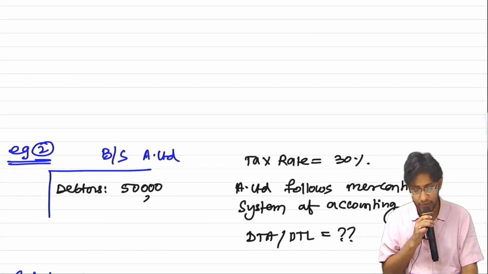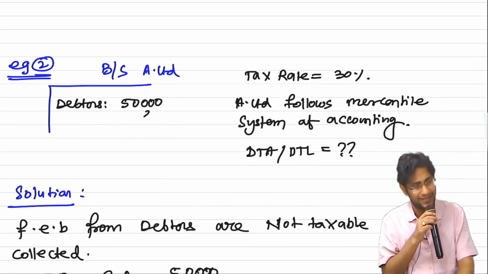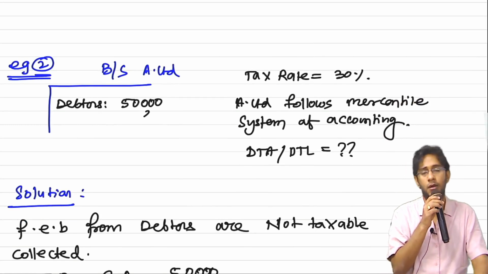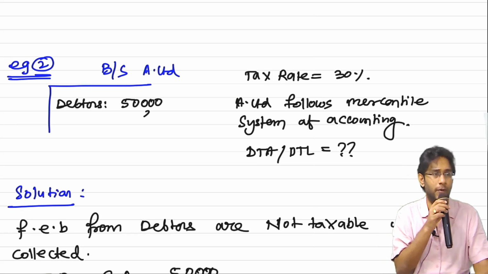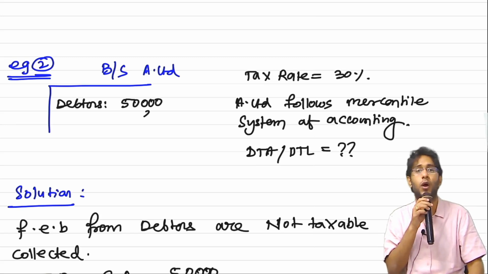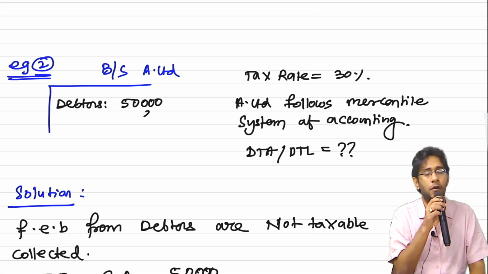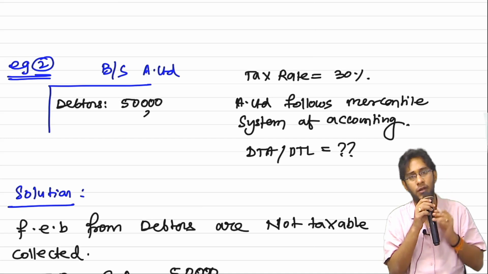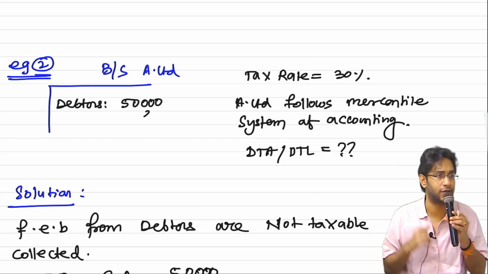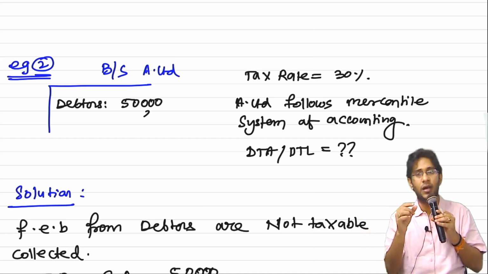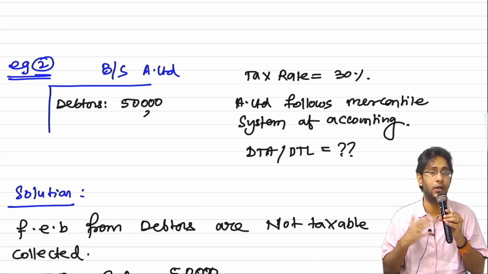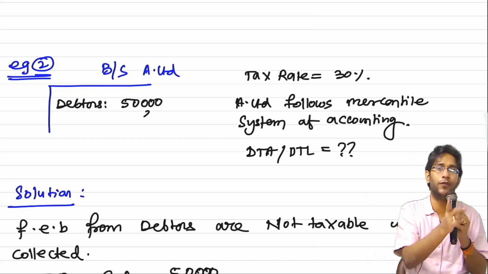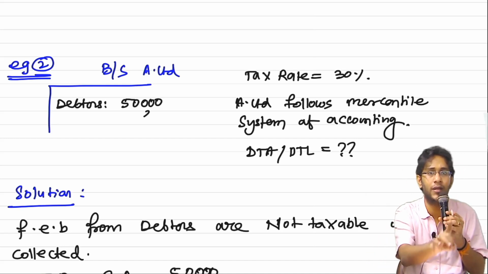I have debtors of 150,000. Tax rate is 30%. A Limited follows the mercantile system of accounting, which means accrual basis. The Income Tax Act gives a choice to the entity to maintain accounts on either cash basis or mercantile basis for two heads of income, BGBP and income from other sources. So, if debtors appear in my balance sheet, it means in accounting I already recognized the revenue, and from the income tax point of view also you already offered that revenue as income.